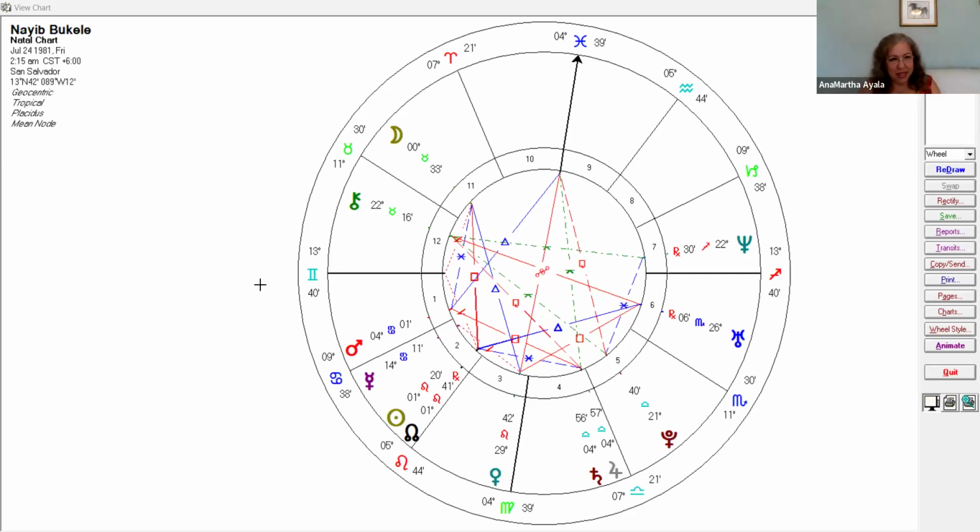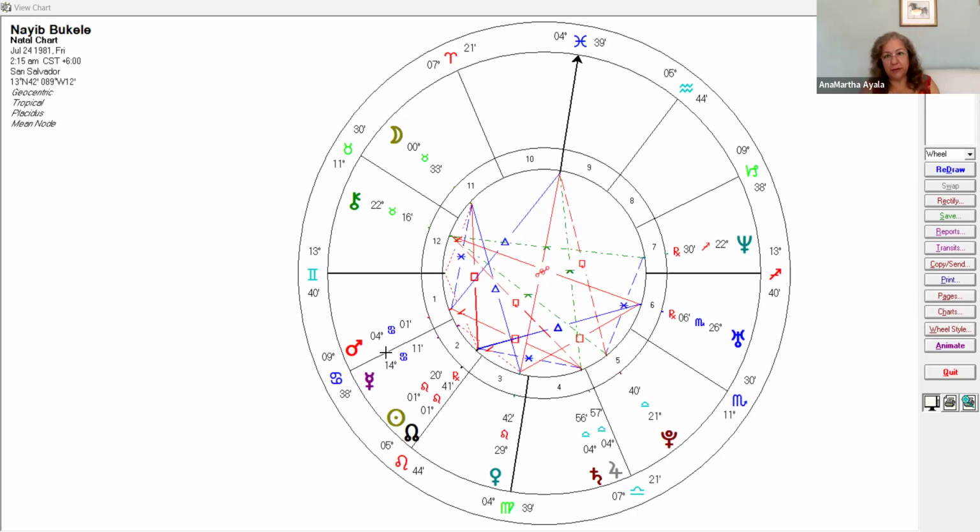So he has, like I said, Gemini at the 13th degree. His moon is in Taurus and it's exalted. So most likely the people do like him, especially because it's in the 11th house. So he would be very popular with the population of El Salvador. And as we said, the moon rules in mundane astrology the inhabitants of the country.